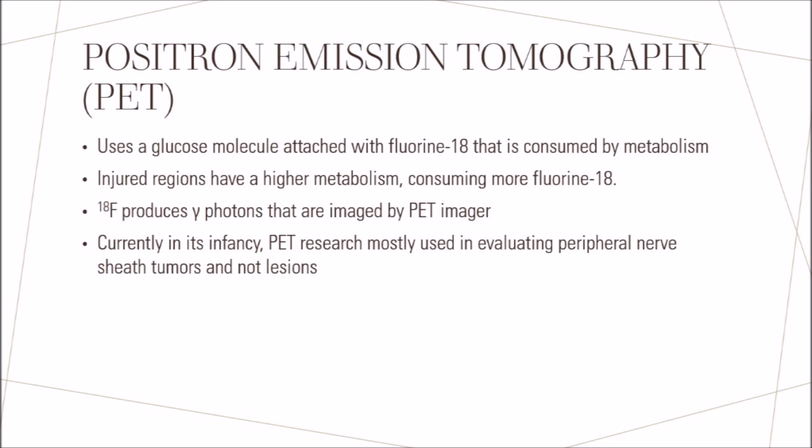by the PET scanners. PET works to identify injured areas, as usually injured areas have a higher metabolism than uninjured areas. However, at this current stage, PET is typically used to identify tumors within the nervous system instead of lesions. Tumors typically have a high metabolism.